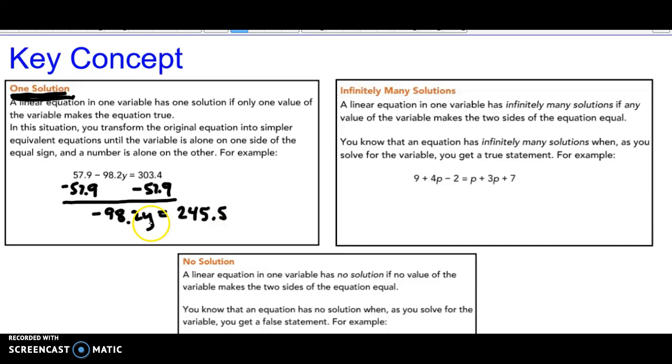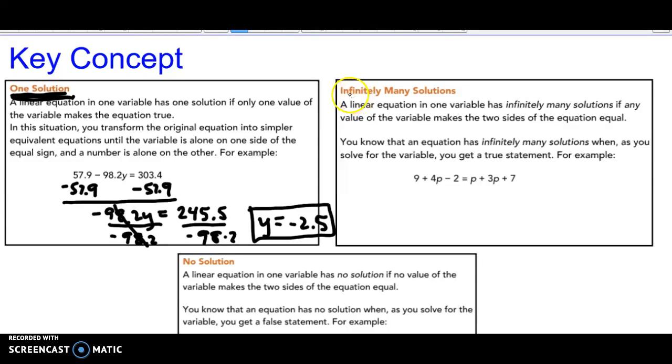So now to isolate y, I'm going to divide by negative 98 and 2/10. Whatever I do to one side, I have to do to the other. So those will cancel so that all I'm left with is y. And on the right-hand side, I need to divide that out. And I end up with negative 2 and 5/10. So as I simplify this equation, I can solve and get the variable on one side and a number on the other. That's my one solution. This is the only number that makes this equation true.